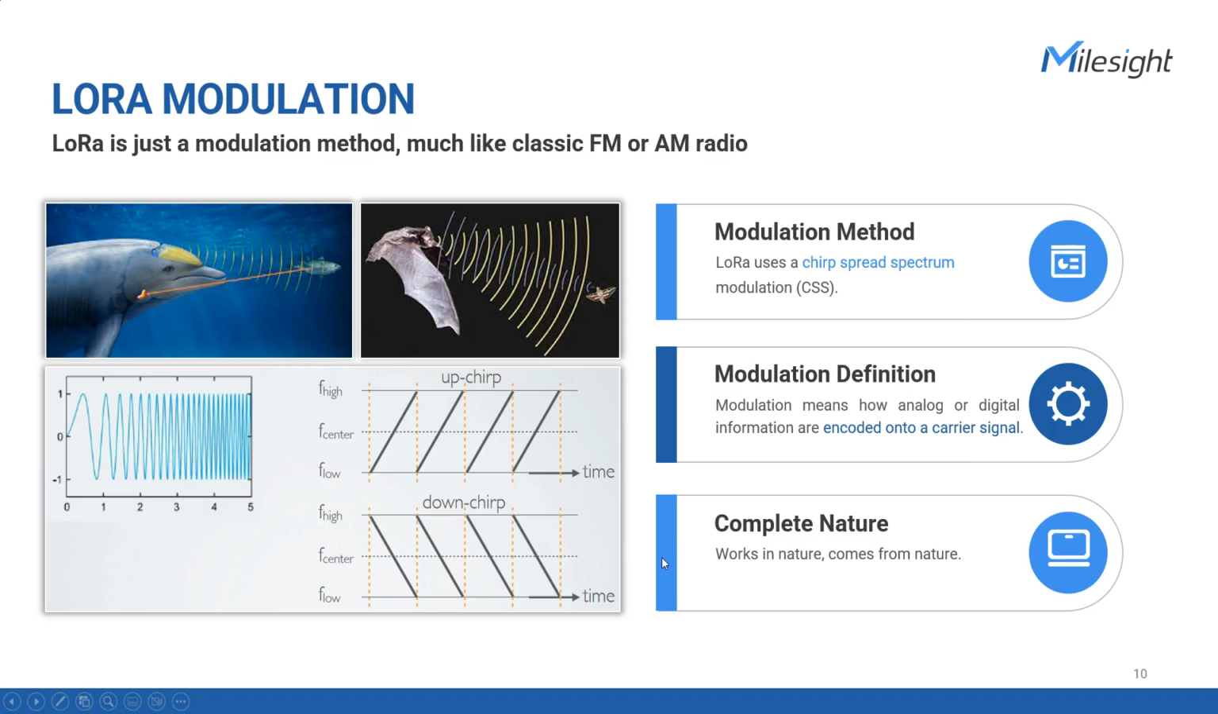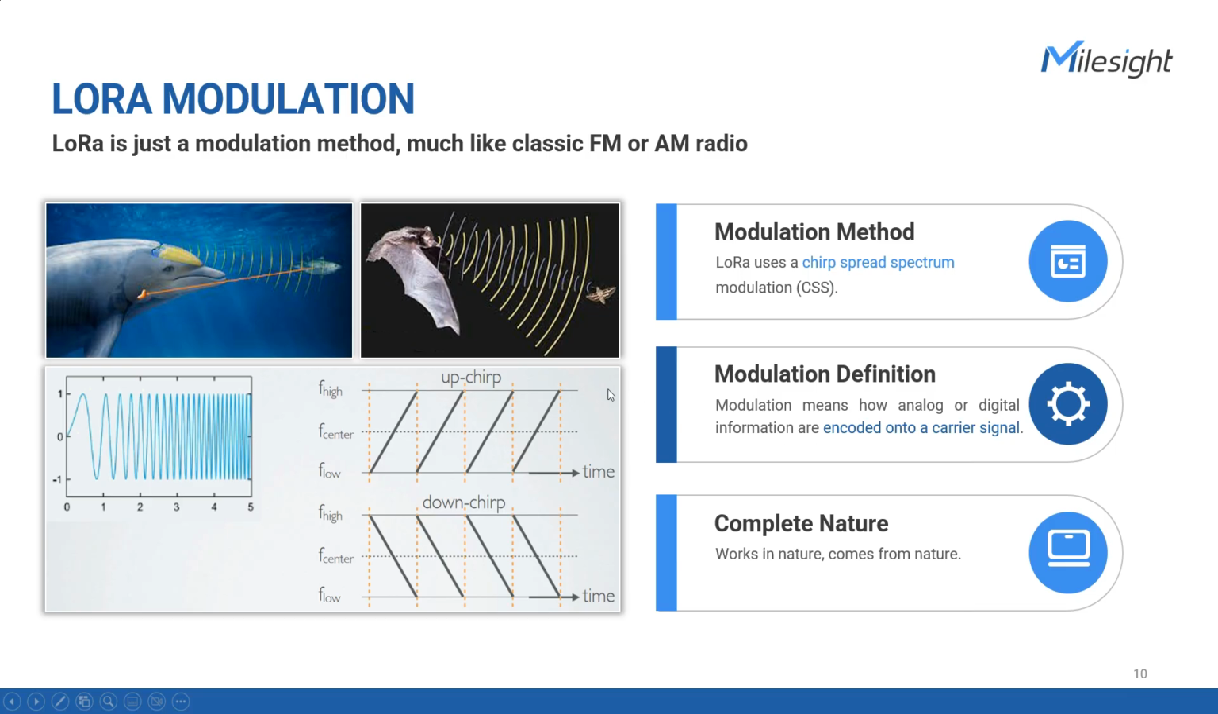LoRa is just a modulation method, much like your classic FM or AM radio. As we all know, LoRa uses a chirp spread spectrum modulation. Modulation means how analog or digital information are encoded onto a carrier signal. The main outcome of LoRa modulation is long-range radio communication that uses very little energy. 1 to 3 kilometers in urban is normal, or 10 to 20 kilometers in line of sight.